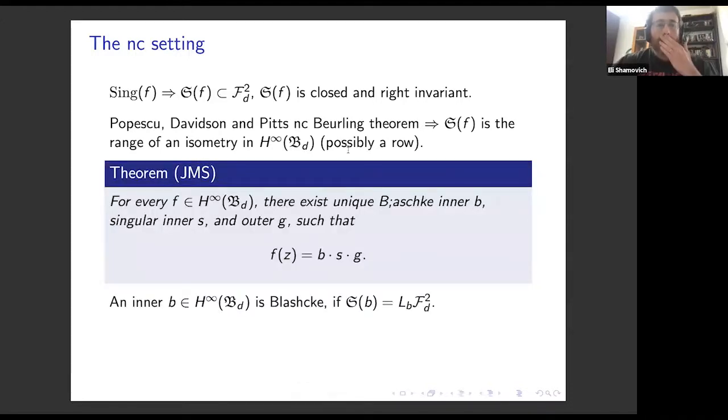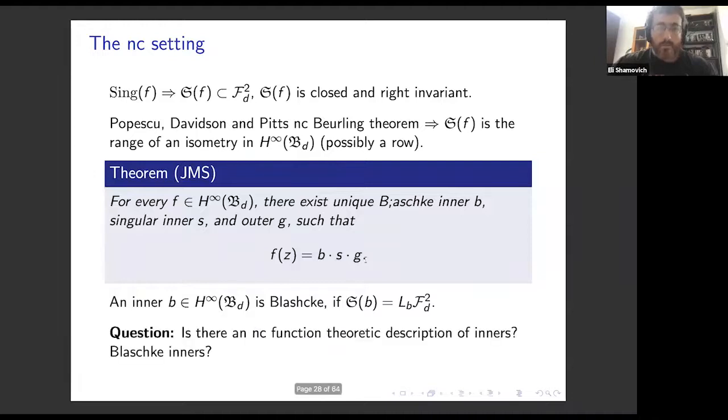And the theorem is that, well, in fact, this is not a row isometry, but a single isometry, and each function admits this kind of decomposition, with B being a Blaschke, which means that this space is just the image of this isometry, and then a singular, and then an outer. Okay, and that's a nice result.